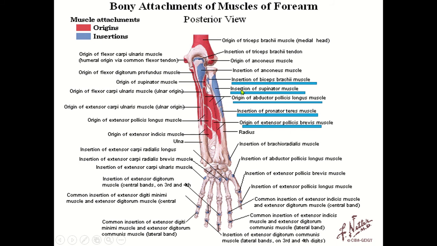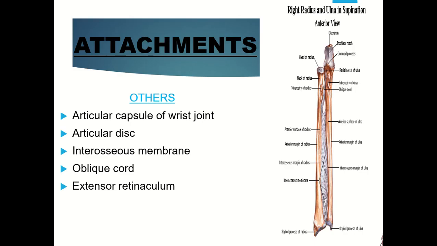And on posterior view we see that here is the insertion of biceps brachii muscle, here is an insertion of supinator muscle, here is an origin of abductor pollicis longus muscle, here is an insertion of pronator teres muscle, here is an origin of extensor pollicis brevis muscle. So this is a posterior view of the attachment of radius.